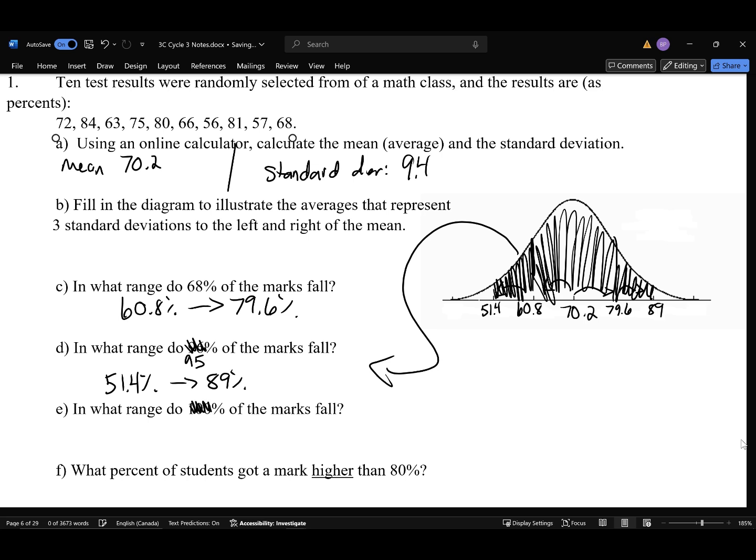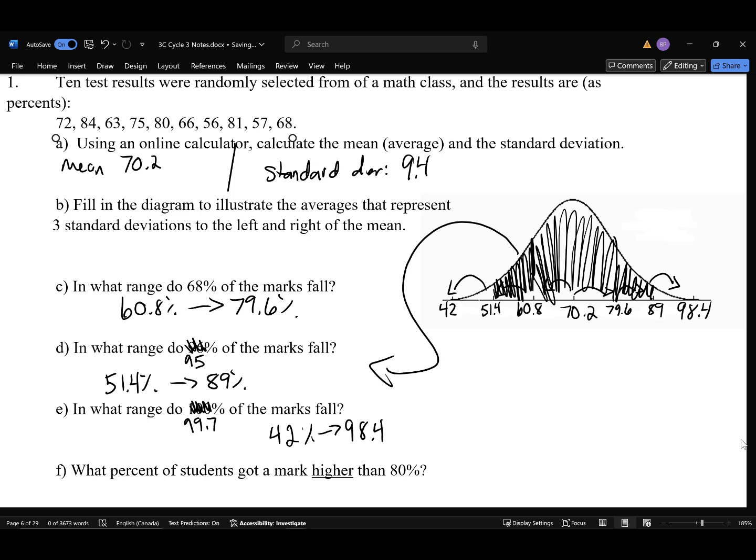Now what about, it's not really 100%, it's 99.7. What about 99.7% of our data? Well, we'll have to go a little bit further. We can see here further than 51.4, we're subtracting another 9.4. We'll work with 42% as our grade. And above 89 over here, we're working with what should be 98.4% of our data. So in which range does 99.7% of our data fall? Well, that's going to be from a 42 grade, 42%, all the way to 98.4.